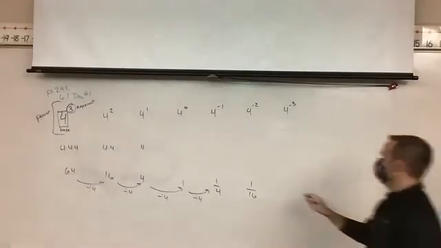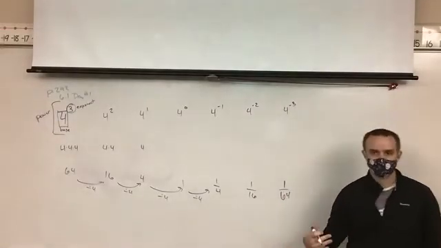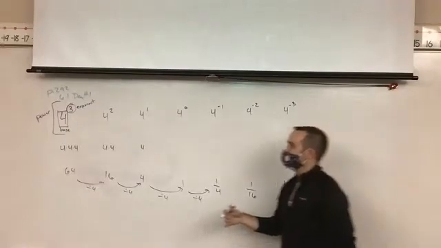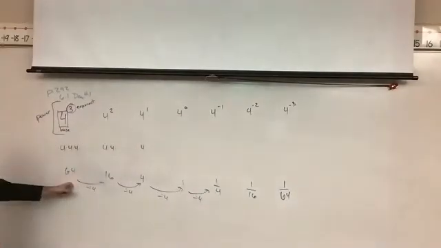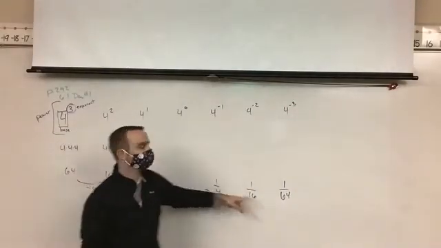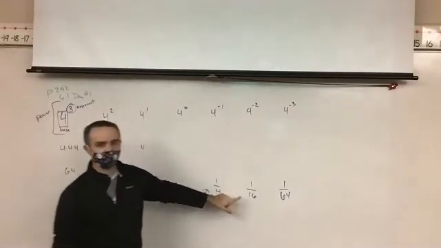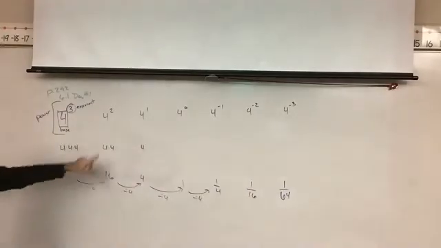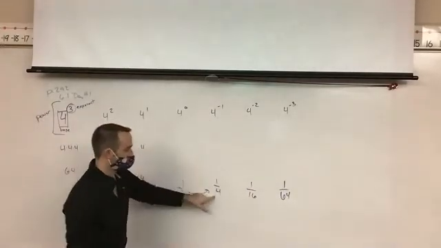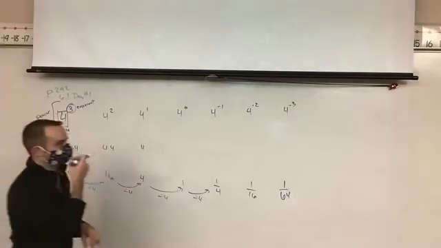1/64. So I want you to look up here and see the pattern that's emerging. 4 to the third was 64. 4 to the negative third is 1/64. 4 squared is 16. 4 to the negative second is 1/16. 4 to the first is 4. 4 to the negative first is 1/4. So when you have that negative exponent, it just becomes 1 over what it would have been if it was positive. And that is the pattern.